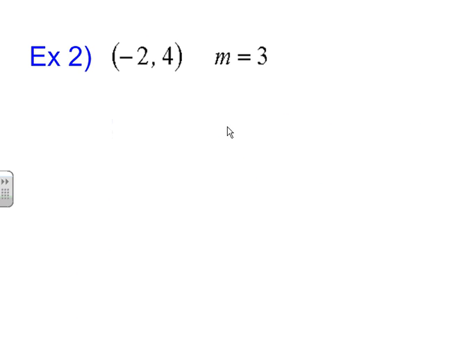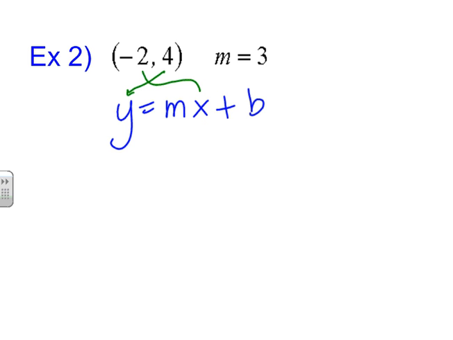I'll try it one more time. Again, we have the point here and a slope. The point is -2, 4, and the slope is 3. We're going to use the formula of slope-intercept form, y equals mx plus b, and we're going to replace what we see. That 4 is going to go in the y spot, this -2 is going to go in the x spot, and the 3 is going to go in the m spot. So we're going to rewrite, and then we're going to simplify.